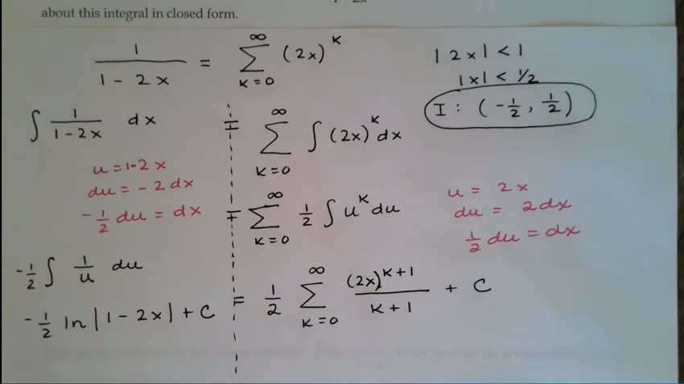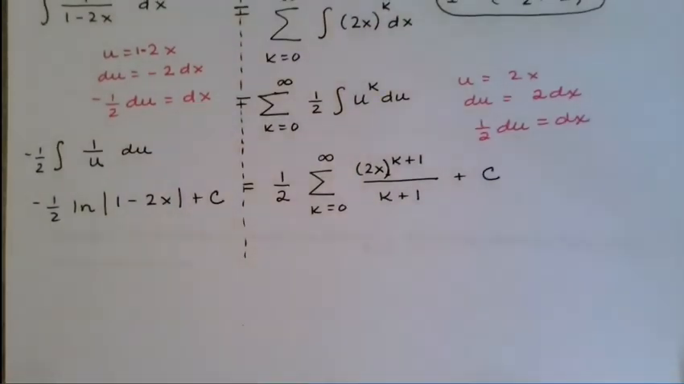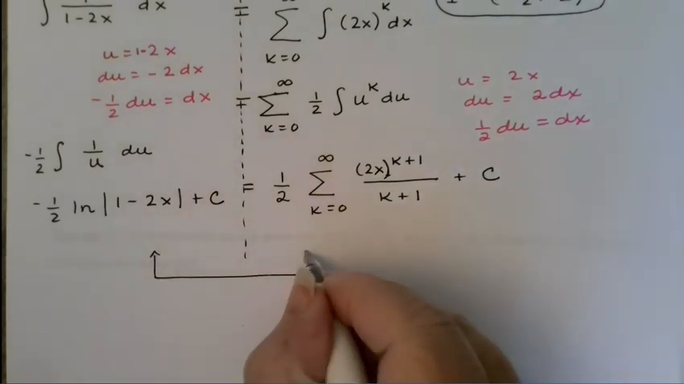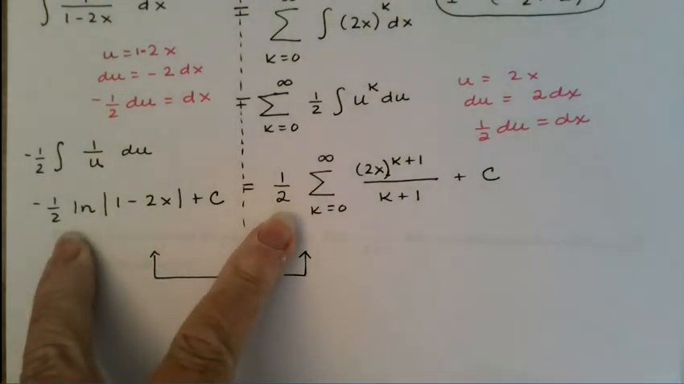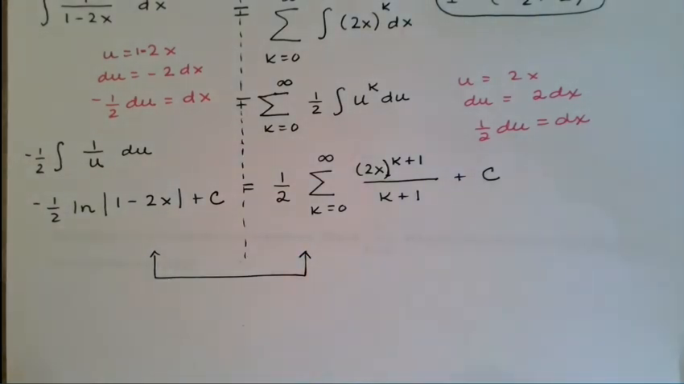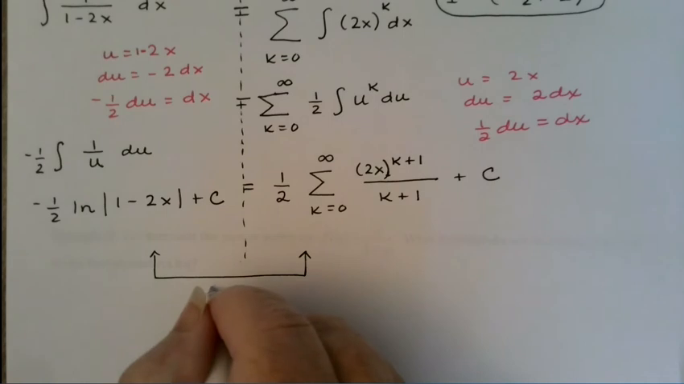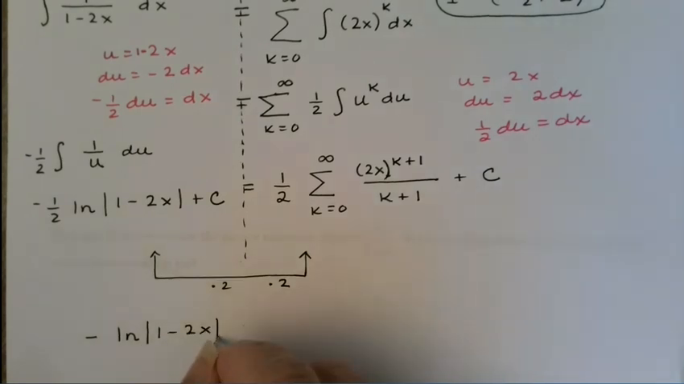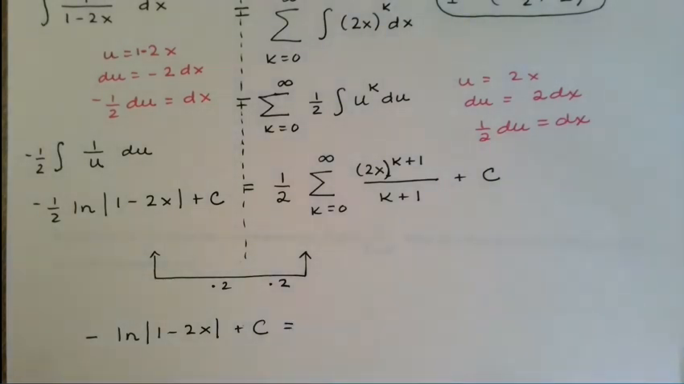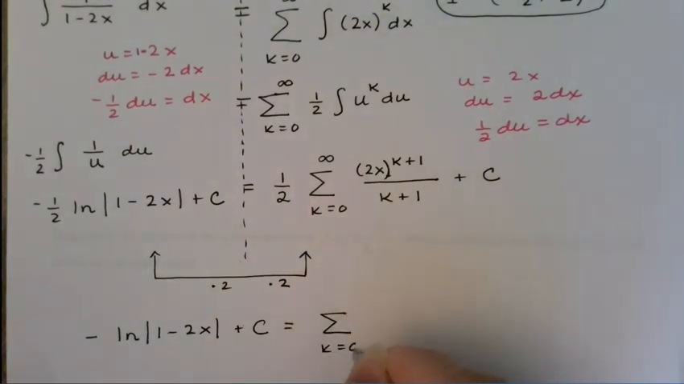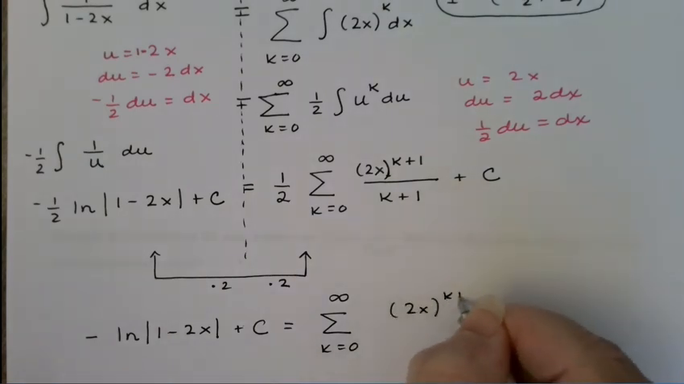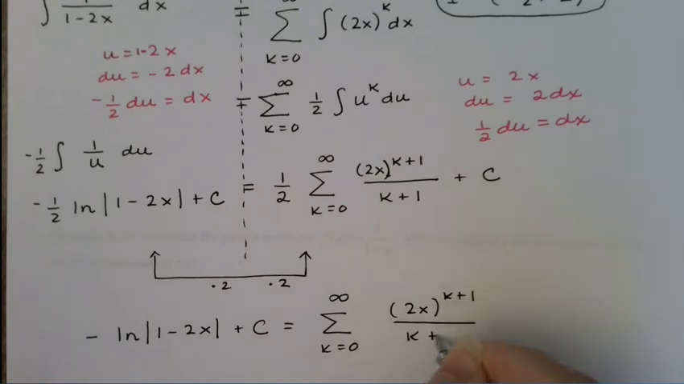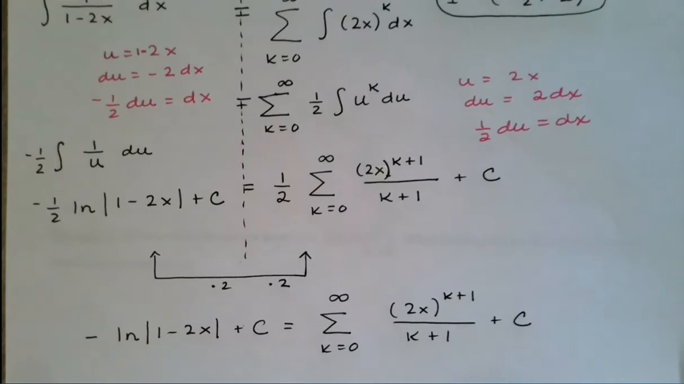We're good to go. But what I'd now like to do is look at these two results. Notice that I could just go ahead and multiply by 2 to get rid of the 1/2s on both sides here. And if I did that, I would have minus the natural log of 1 minus 2x plus c equals the series, sum from k equals 0 to infinity, of 2x to the k plus 1 divided by k plus 1 plus c.